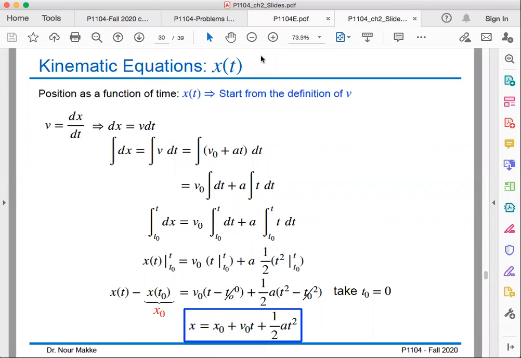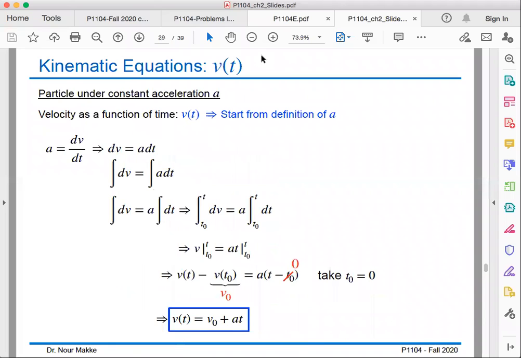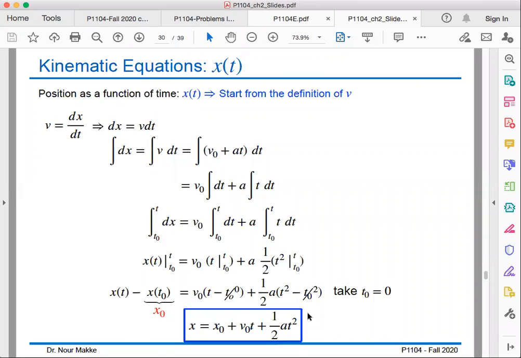The second kinematic equation of interest is the position as a function of time. So how do we get the equation of the position? We start from the definition of the velocity v, because now we know what the velocity is. We know that the acceleration a is constant, and we know that the velocity is a function of time, and it is equal to v0 plus at. So we start from here, and then we use the definition of the instantaneous velocity, which is the derivative of the position with respect to time.